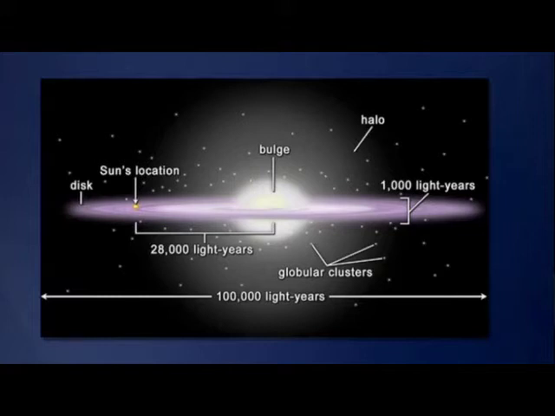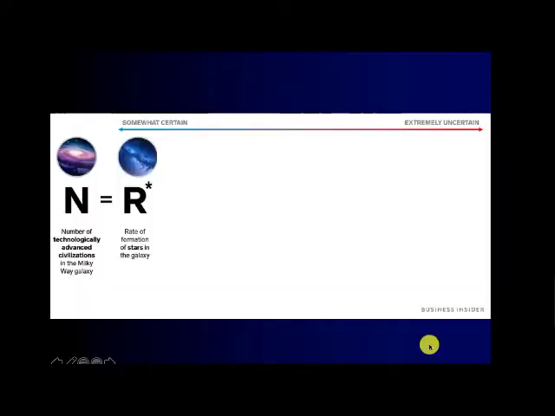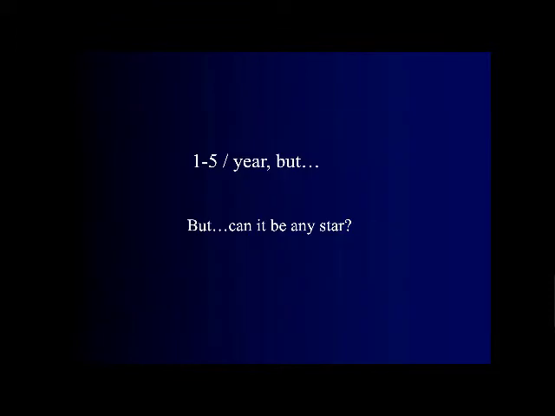So let's dig into the equation a little bit. We're going to develop the components of this equation one at a time, and we are going to go from highest certainty on the left-hand side to lower certainty on the right. So the first variable we'll consider is R-star. It is the rate of formation of stars in our galaxy. There are a number of ways we can calculate this. However, all of them seem to indicate values between 1 and 5 stars per year.